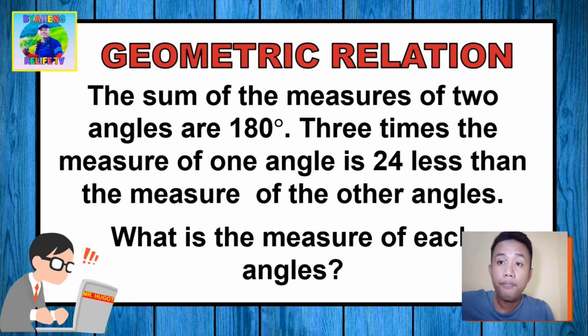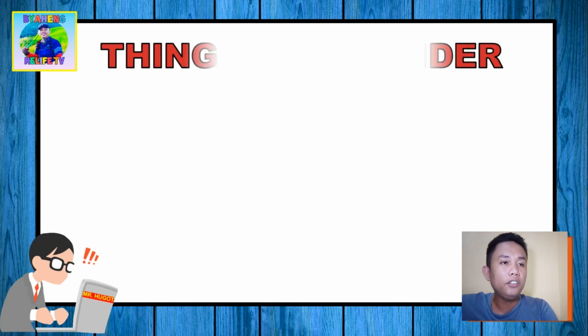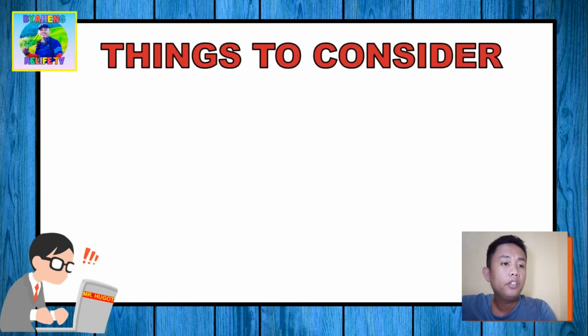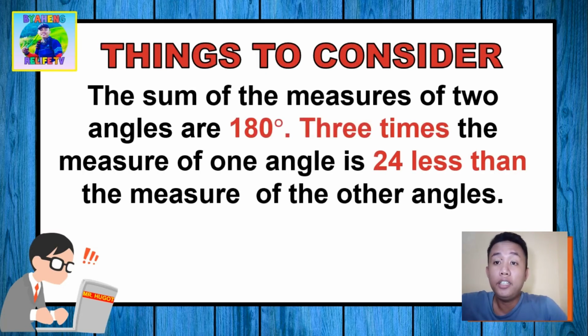So, syempre, i-analyze ulit natin. Pag in-analyze natin ito, things to consider, syempre, first is yung 180 degrees, which is their sum. So, siguro, x plus y equals to 180 yan. Posible, di ba? Then 3 times the measure of the angle and 24 less than the measure of the other angle. Siguro yun ay 3 times x equals y minus 24. Siguro ganyan yan. So, tingnan natin kung tama ang hula. So, what is the measure?